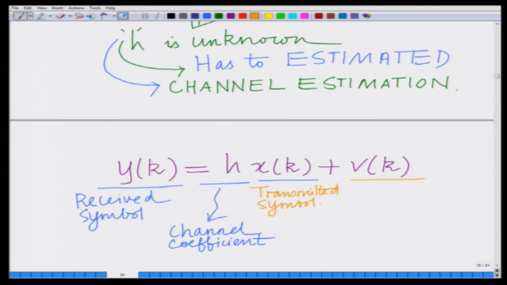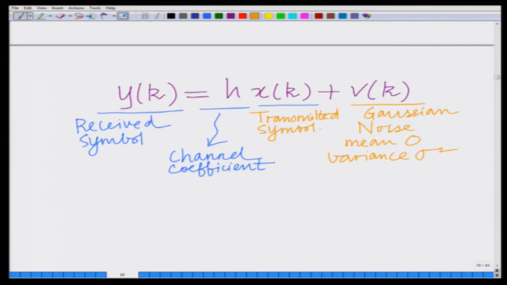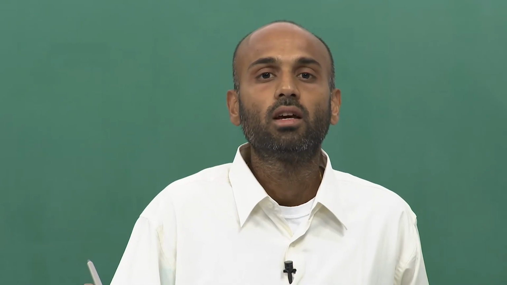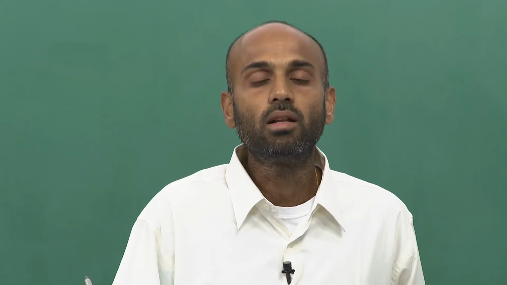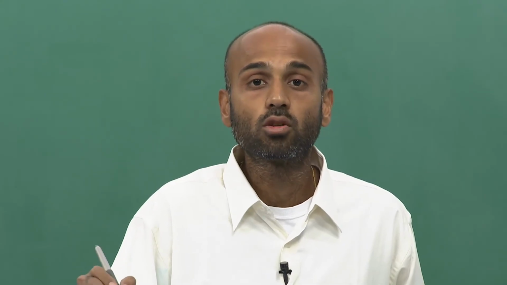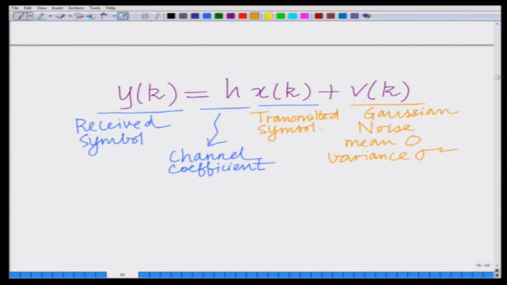and this vk is the noise, and this is Gaussian noise, similar to what we have seen before. This is Gaussian noise, zero mean, with variance or power equal to sigma square. So, we have yk equals h times xk plus vk, where yk is the symbol received on the receive antenna, h is the unknown channel coefficient which has to be estimated, xk is the transmitted symbol, and vk is the Gaussian noise at the receiver. This is also known as additive Gaussian noise, because this noise is additive in nature. So, this vk is also known as additive noise.